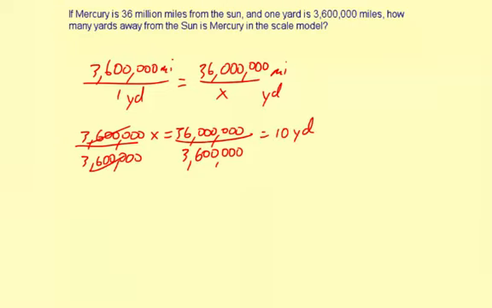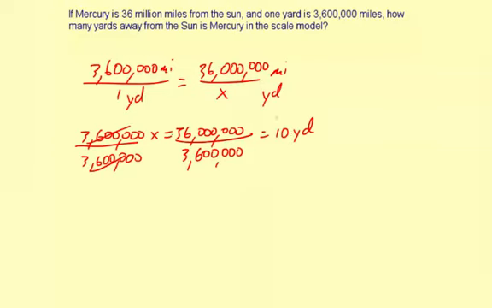So that means if you're developing this scale model, you're going to have to stand 10 yards away holding the planet Mercury, which I believe is represented with a pinhead. A pinhead is when you have not a needle, but a pin with a little round part on the top. And if you're not sure what that is, ask your folks and they can tell you. So there's your 10 yards.